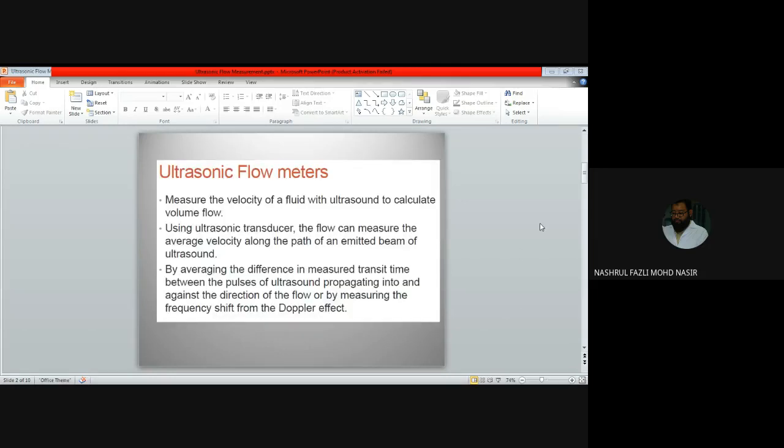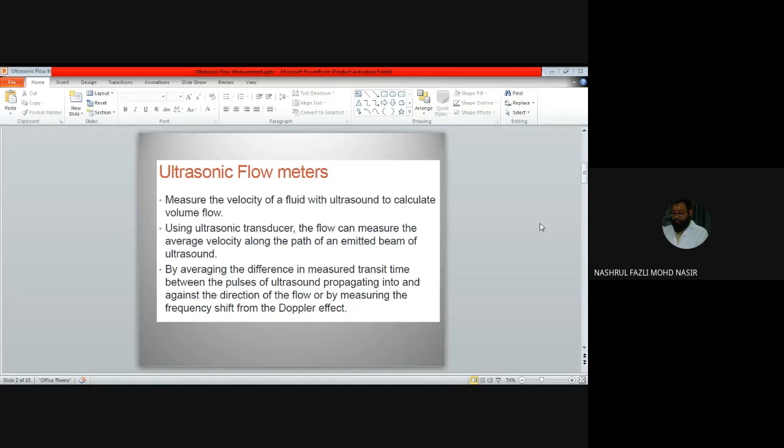Ultrasonic flow meters are one of the methods where we measure the velocity of a fluid with ultrasound to calculate the volume flow. Using an ultrasonic transducer, the flow can be measured. It can measure the average velocity along the path of an emitted beam of ultrasound, by averaging the difference in measured transit time between the pulses of ultrasound propagating into and against the direction of the flow, or by measuring the frequency shift from the Doppler effect.